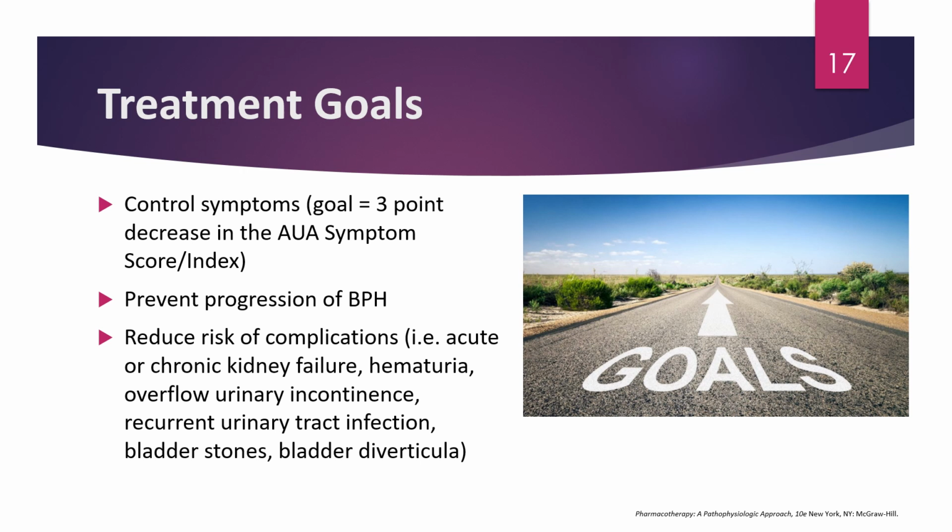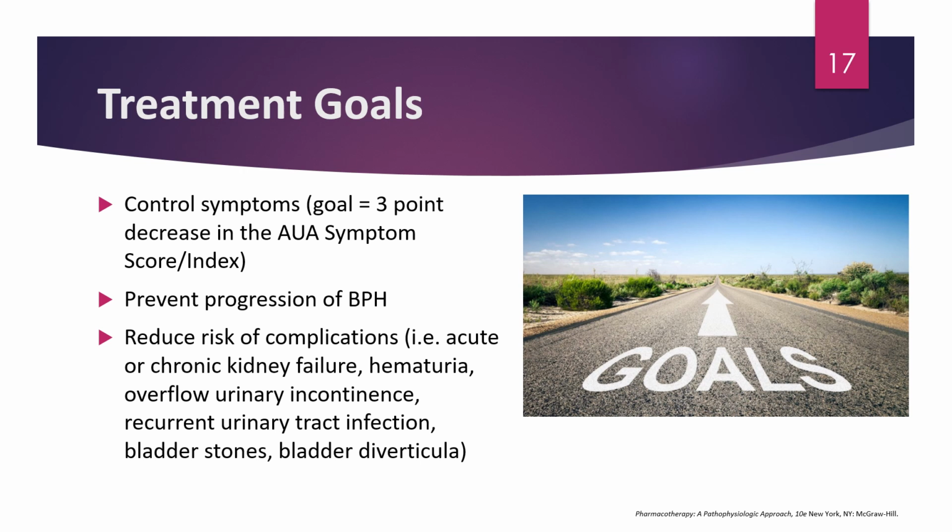In terms of our treatment goals, we want to control symptoms of our patients, so we want at least a 3-point decrease in that AUA symptom score index. We want to obviously prevent the progression of BPH, and we want to reduce the complications, and those are the complications that you may have whenever BPH becomes severe.